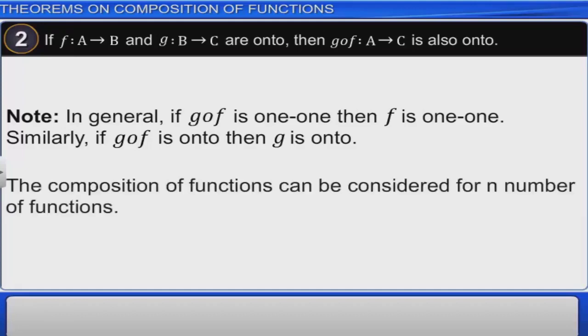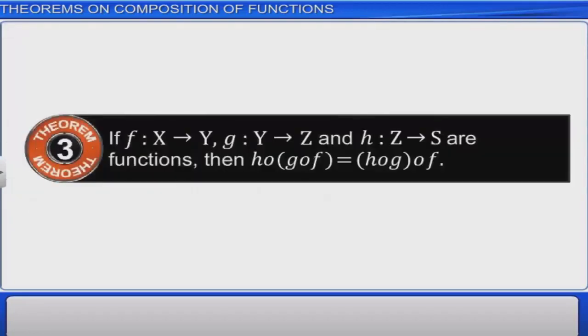The composition of functions can be considered for n number of functions, but in this class, we are discussing only 3 functions. If f is a function defined from X to Y, g is a function defined from Y to Z, and h is a function defined from Z to S, then the composition of functions satisfies the associative property.